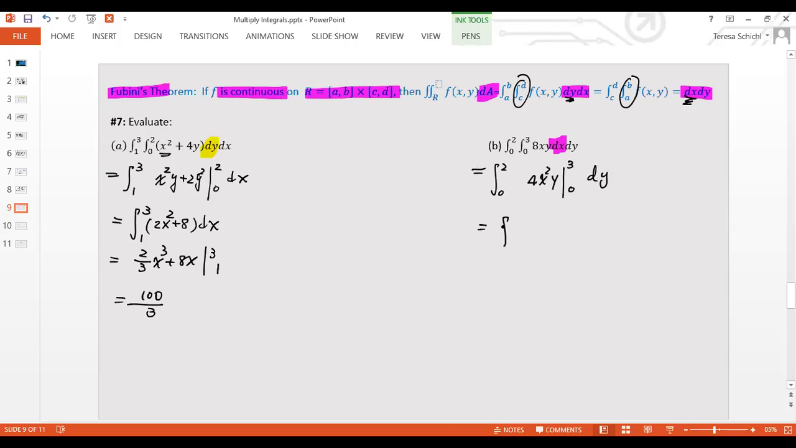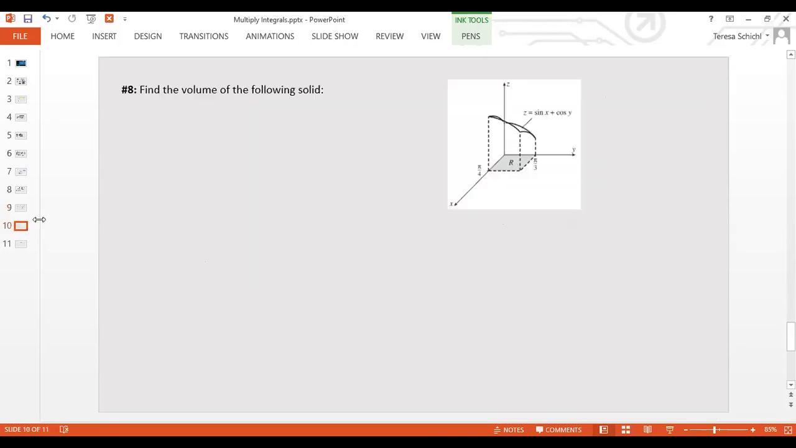So you get the 3 times 9, which is 36. Okay, so you have 36y dy, from 0 to 2. And now you do the integration one more time, you will get 18y squared, 0 to 2. So what is the answer here? It's 72 here. Okay, it's pretty straightforward, pretty easy, right?